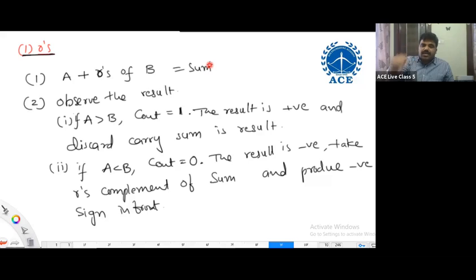If final carry is there, result is positive. Right? How to get result? Excluding that carry, remaining digits of sum will be the result. That is difference. If A is less than B, final carry will not be there. Final carry will not be 1, final carry will be 0. Then taking R's complement of sum, producing negative sign in front is giving the result. Right? And second one is R minus 1's complement.